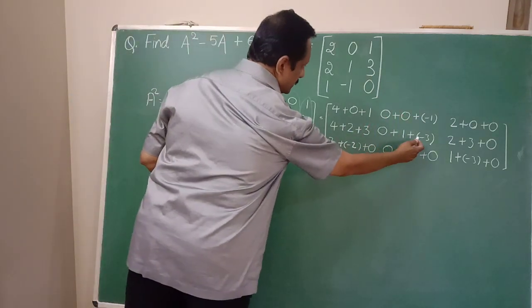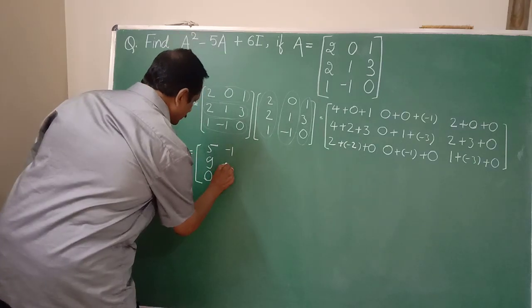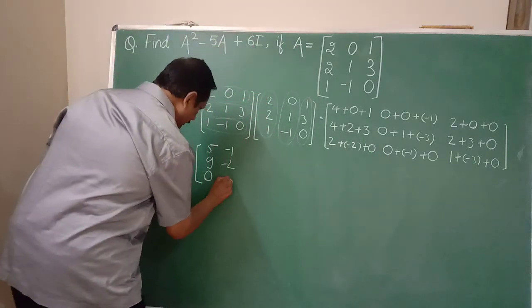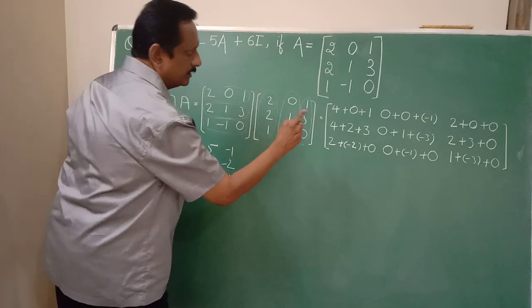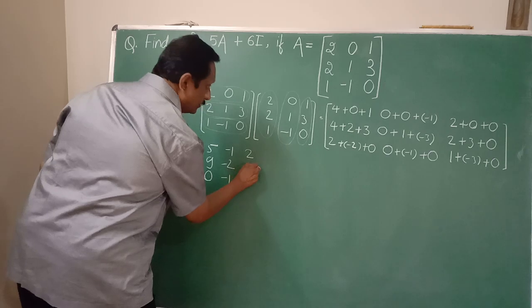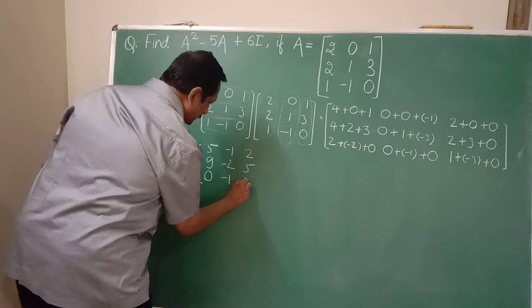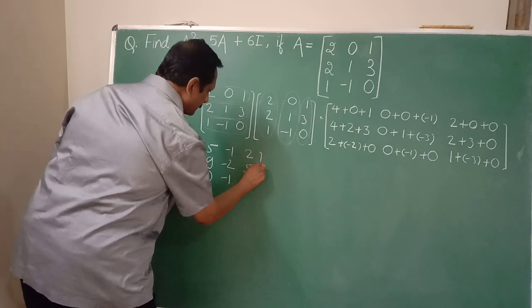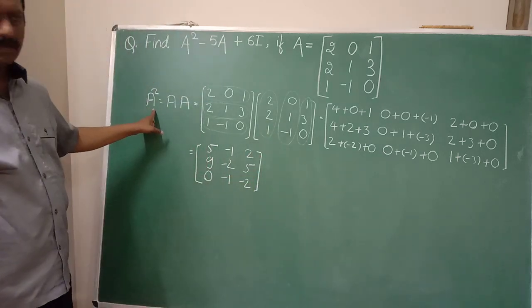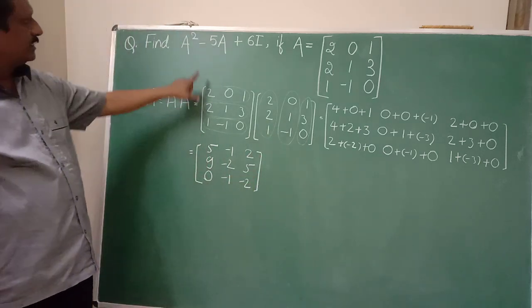Then 1 minus 3 becomes a minus 2. So write here minus 2. Then here minus 1. So write here minus of 1 here. Then next 2 here. 2 plus 3 becomes a 5. And 1 minus 3 is a minus of 2 here. Okay. Here the matrix is correct. Use this matrix here.